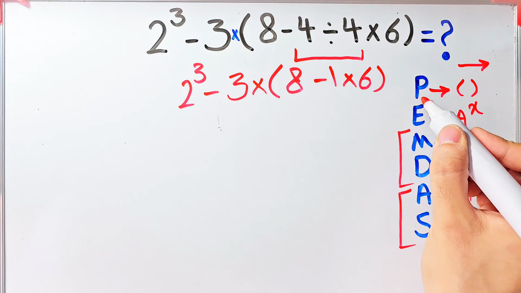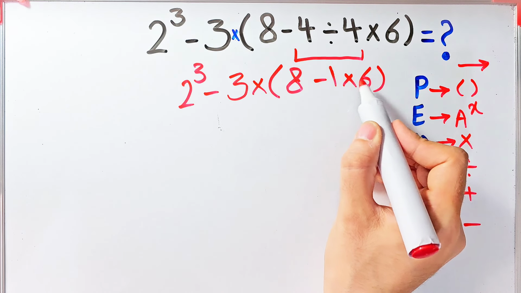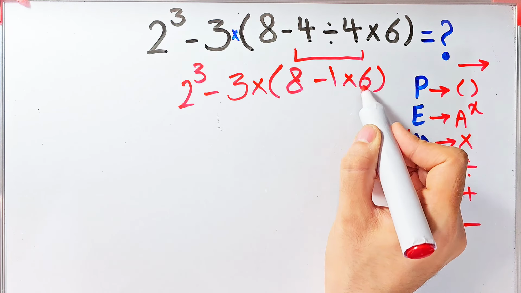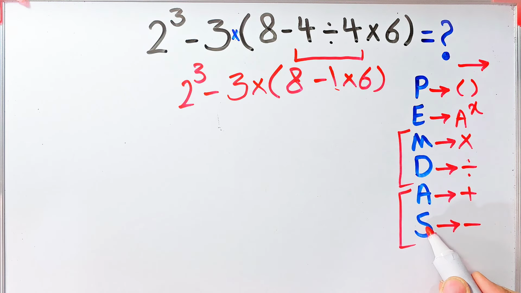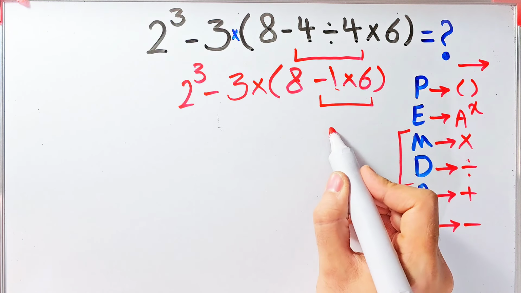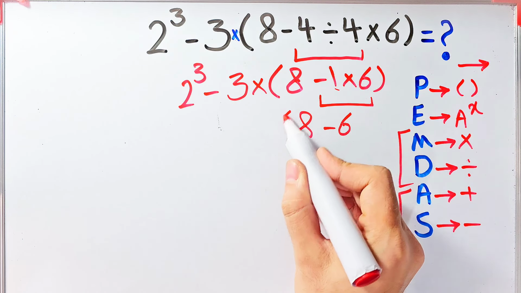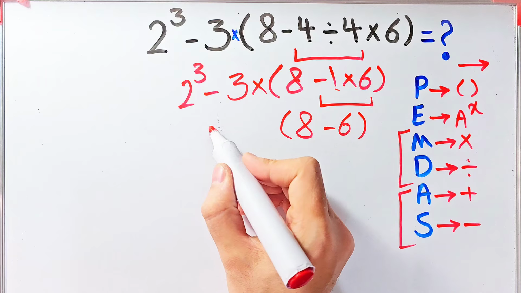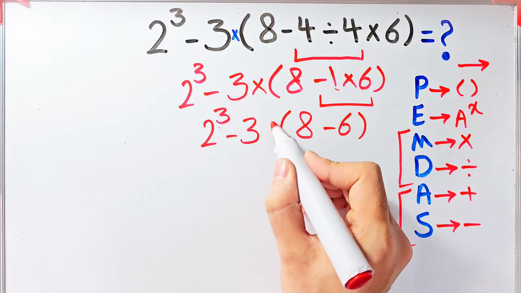Again we simplify the parentheses. Inside the parentheses we have subtraction and multiplication. First we do this multiplication, because the multiplication has higher priority than subtraction. Negative 1 times 6 equals negative 6. Now we have 8 minus 6 inside the parentheses, and the question is 2 to the power of 3 minus 3 then times 8 minus 6.